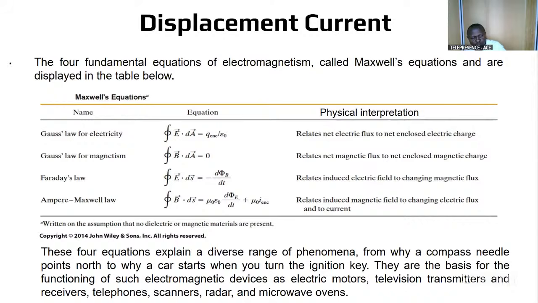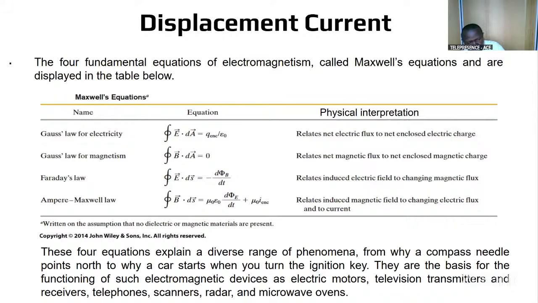The second law, that's Gauss law for magnetism. What does this inform? It tells us that magnetic monopoles do not exist. It relates net magnetic flux to net enclosed magnetic charge. And this is the Faraday law of induction. It relates induced electric field to changing magnetic flux. And the last one, Ampere-Maxwell's law, relates induced magnetic field to changing electric flux and to current.